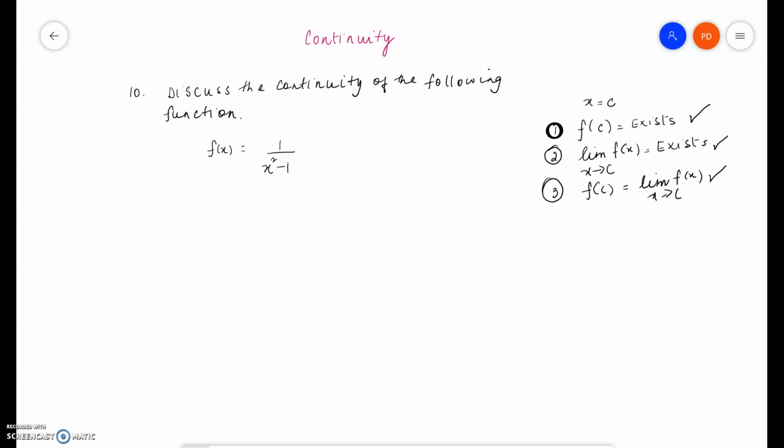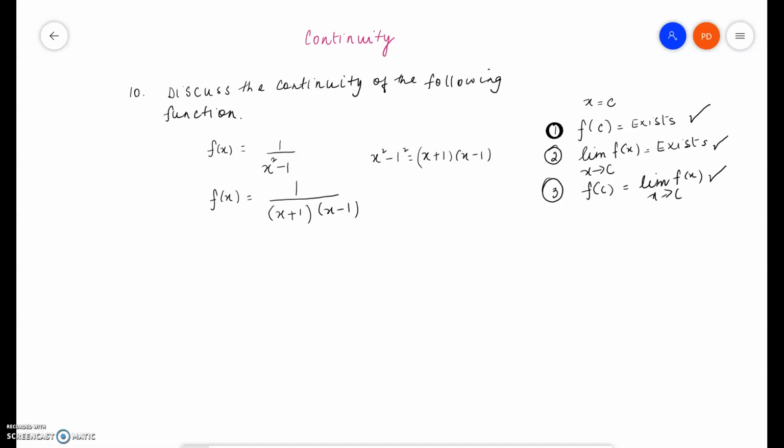So when we look at this function, f of x equals 1 over x squared minus 1, let's just factor the denominator to see clearly where the function has discontinuities. This is a difference of squares, so that's equal to x plus 1 times x minus 1. So we factor it first.